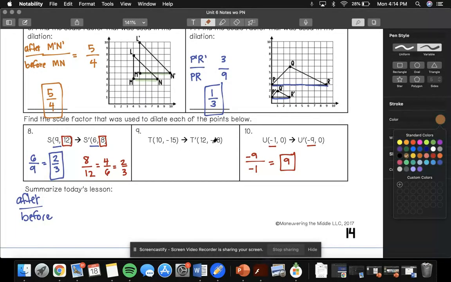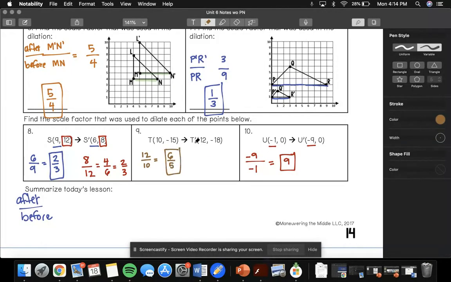All right, for this one, we have to use the after to the before. So we have 12 over 10. I'm going to simplify that to 6 over 5. So if we are right, we should also get 6 over 5 when we compare the other ones. So we have -18 to -15. I notice a negative, negative. A double negative is the same thing as a positive. I'm going to divide both of these by 3, and I also get 6 over 5. So our scale factor is 6/5.